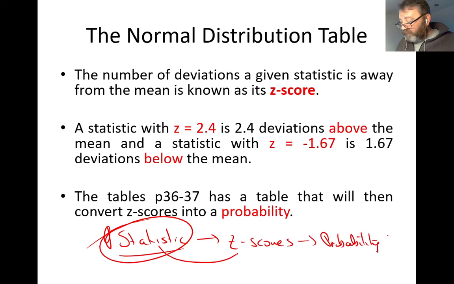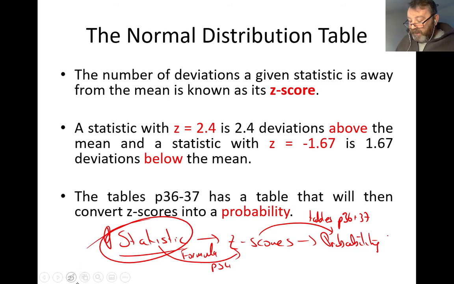And to go from statistics to Z-scores, it's a formula. And again, that formula is on page 34 of your tables. And to go from Z-scores to probability, you go to the tables, page 36 and 37.